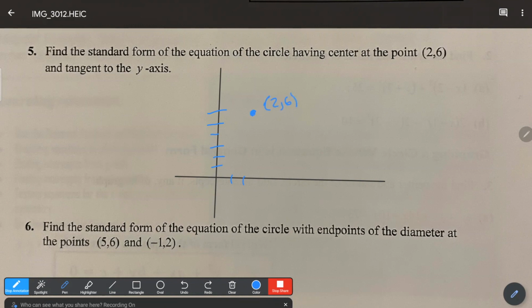Now, if we draw it out, we can kind of see, all right, it's tangent to the y-axis. That means it touches the y-axis at one point. So it'll touch the y-axis here. So it'll be a circle that looks kind of like this. You get the idea, even though it's not all that good.